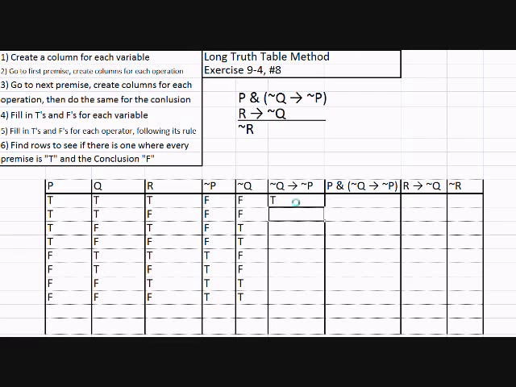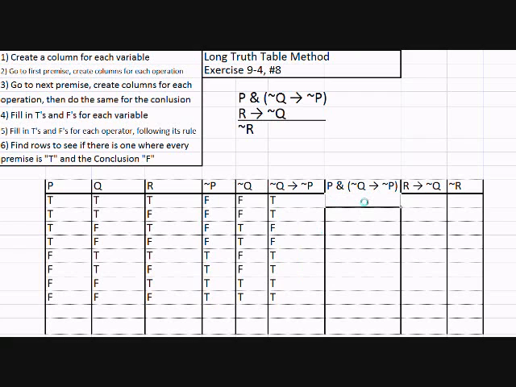Next, we have true for the antecedent and false for the consequent. So the value then for the conditional is false. Again, we have true for the antecedent and false for the consequent. So the conditional is false. Now we have true again, true again, true again, and true again. Let us now move on to the next column.